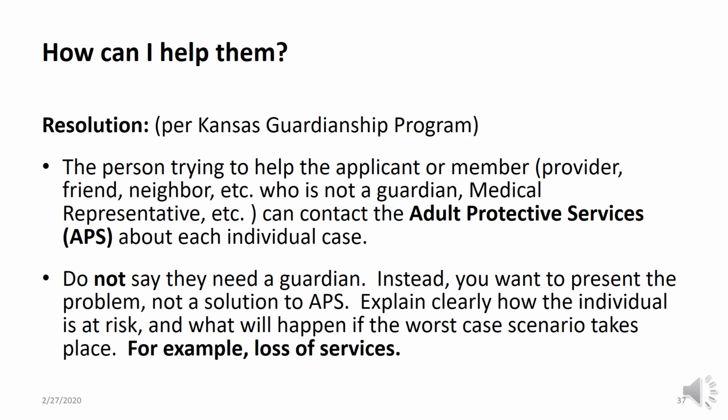The resolution per Kansas Guardianship Program: the person trying to help the applicant or member, whether it's a provider, a friend, a neighbor, etc., who is not a guardian, medical representative, etc., can contact the Adult Protective Services about each individual case. You would not say that they need a guardian. Instead, you want to present the problem, not a solution, to the Adult Protective Services. Explain clearly how the individual is at risk and what will happen if the worst case scenario takes place. For example, they could actually lose their services.